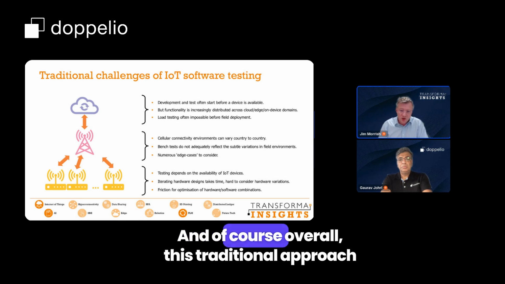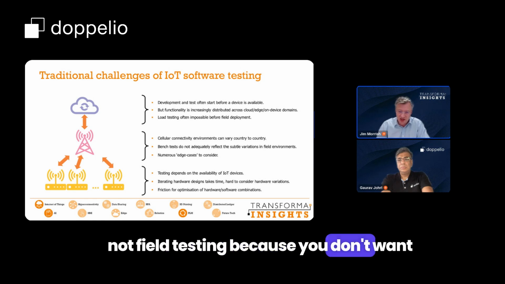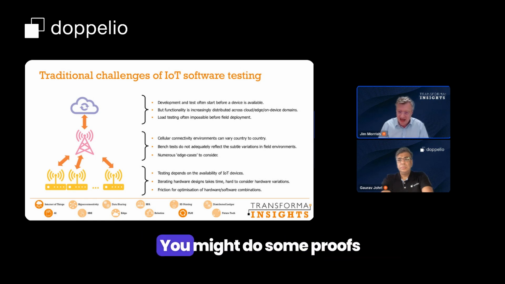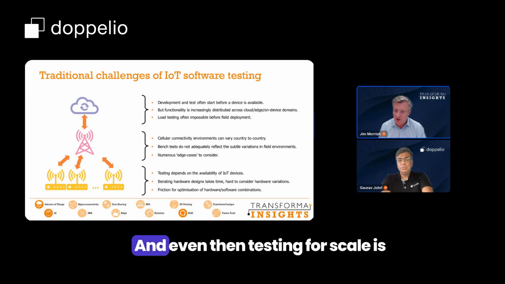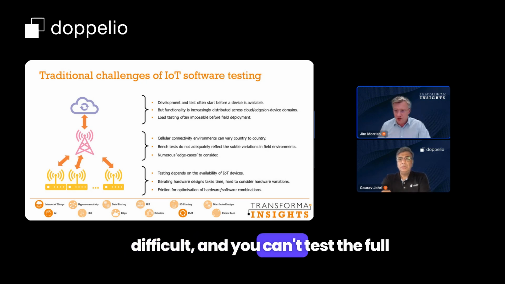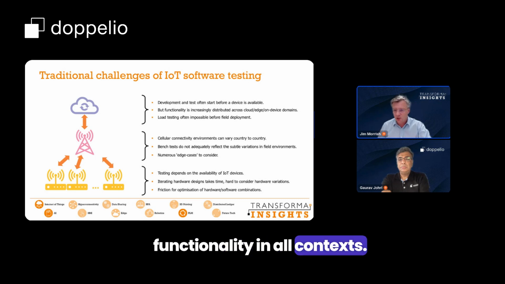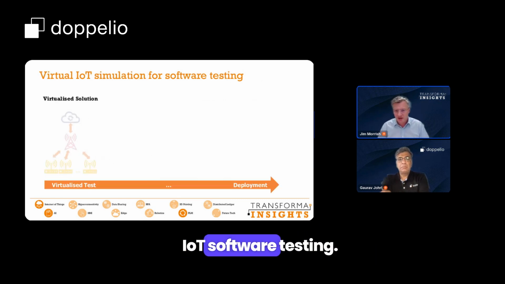And of course, overall, this traditional approach is limited to bench testing, not field testing, because you don't want to do full deployment and then test. You might do some proofs of concept, but it takes a lot of development to get to that point, and even then testing for scale is difficult. And you can't test the full functionality in all contexts. So that's some of the traditional challenges of IoT software testing.